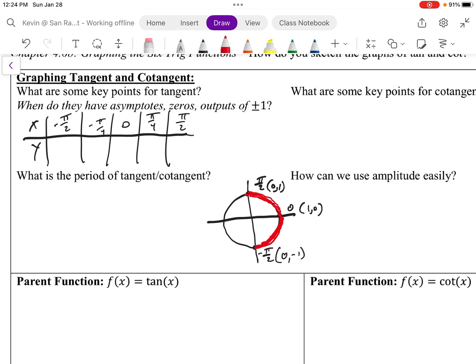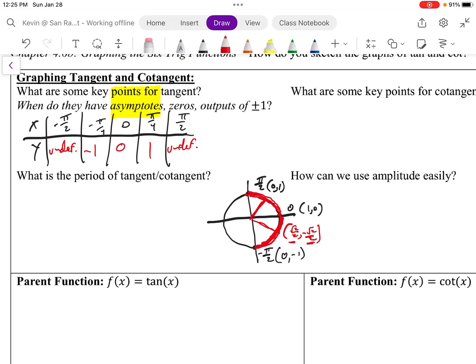So anyway, let's fill in our table. So negative pi over 2 is undefined, and we're going to have an asymptote there. It asks about asymptotes. Okay, and then at negative pi over 4, right here, this would be root 2 over 2 and negative root 2 over 2. Tangent is opposite over adjacent, or y over x, so that's going to give us negative 1. At 0, our tangent is 0. At pi over 4, again, it's going to be root 2 over 2 divided by root 2 over 2, which is 1, positive 1 though. And then we get up here to pi over 2, and now we're back to being undefined.